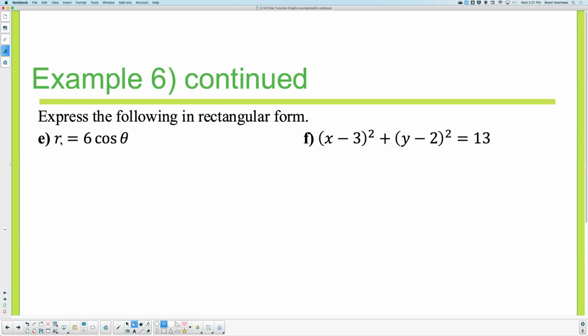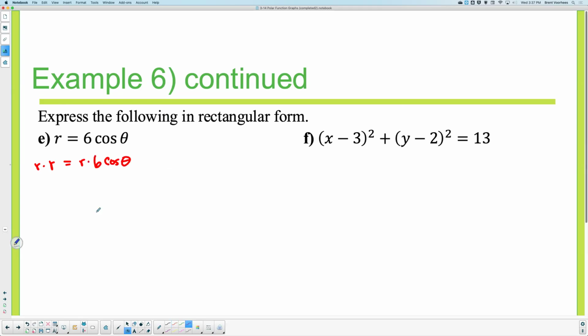Two more. r equals 6 cosine theta. On this one, I would do this a little differently. I would multiply both sides by r. If I multiply both sides by r, let me write it out like this. r times r equals, how about r times 6 cosine theta?